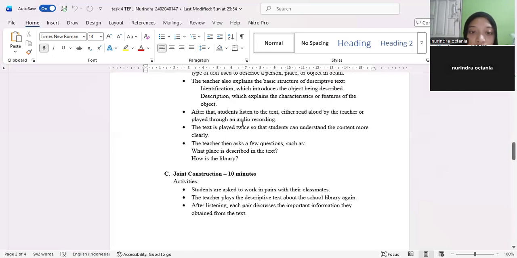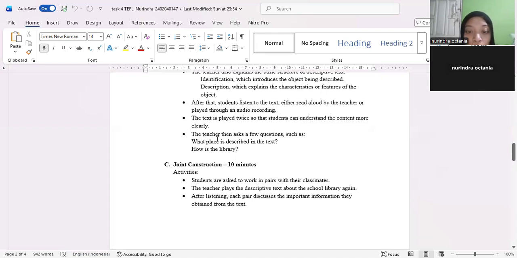After that, students listen to the text, either read aloud by the teacher or played through an audio recording. Next, the text is played twice so that students can understand the content more clearly. And last, the teacher then asks a few questions, such as, what place is described in the text? Or how is the library? Like that.